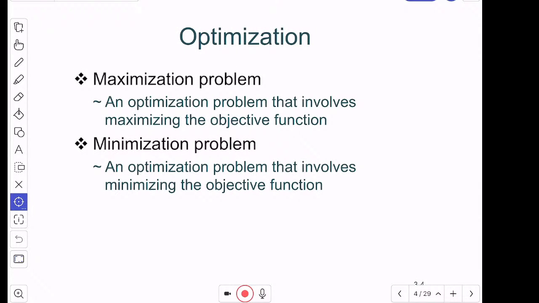So you could be optimizing with a maximization or minimization. So maximizing, so I talked about maximizing revenue or profits versus minimizing cost.